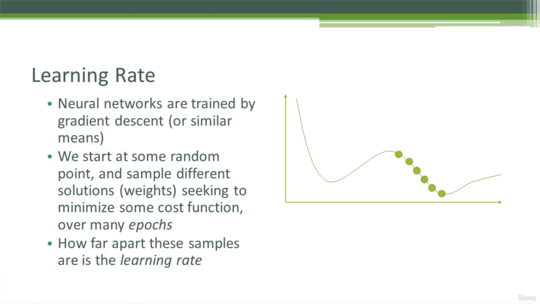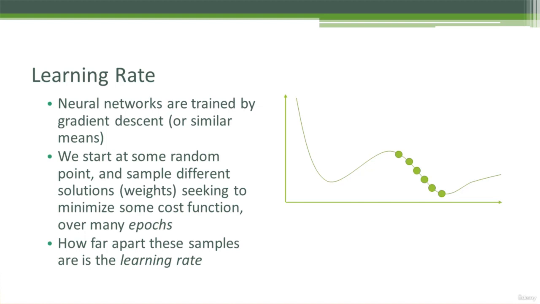The basic idea is that we start at some random point of weights in our neural network, and we just sample different solutions, different sets of weights, trying to minimize some cost function that we define over several epochs. So those are the key words there. We have many epochs, iterations over which we train. At each epoch, we try a different set of weights on our neural network, trying to minimize some cost function, which might be the overall accuracy of how well it makes predictions on our validation set. So we need to have some sort of rhyme and reason as to how we make those samples of different solutions, different weights, if you will.